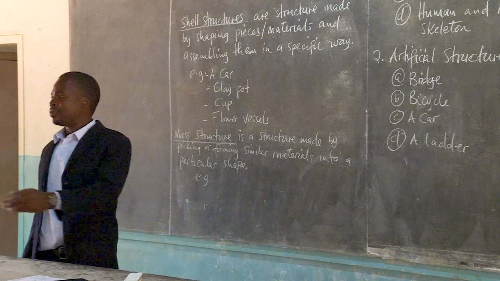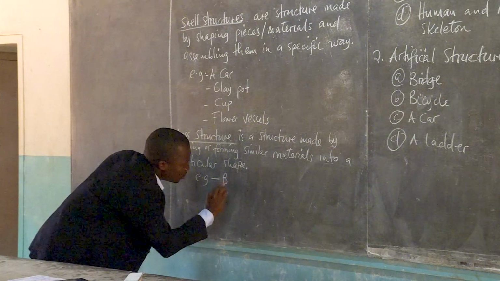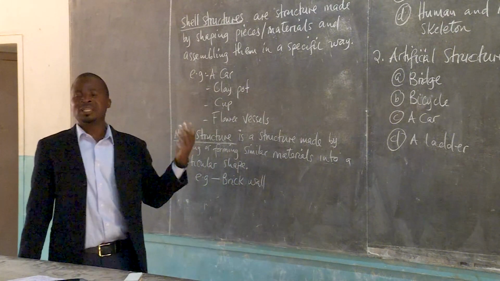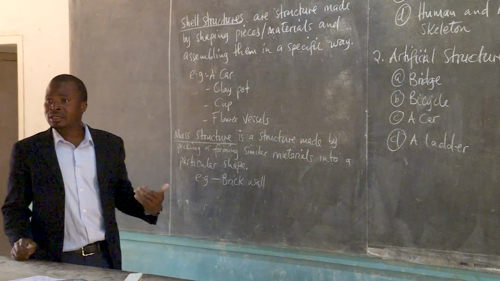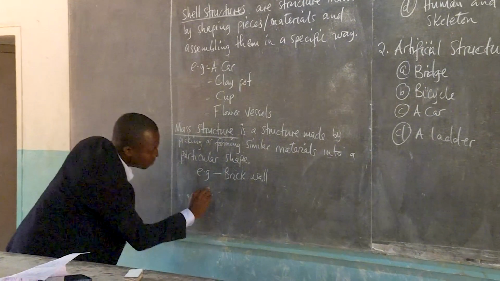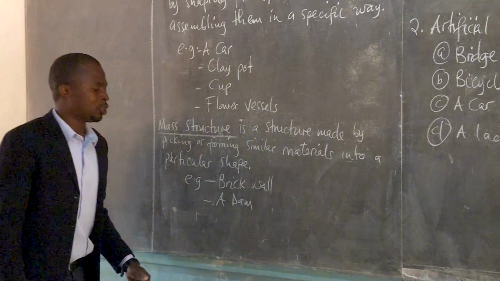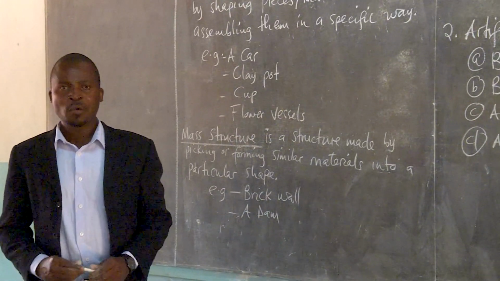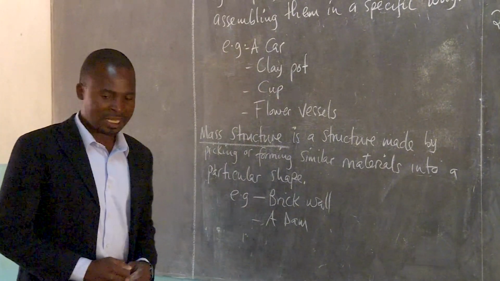Examples of mass structures we have. Yes, remember. Brick walls, like this building that we are in. It is a mass structure. Isaac? A dam. A dam is also an example of mass structures. We have so many examples of mass structures, but today we are just going to look at this.